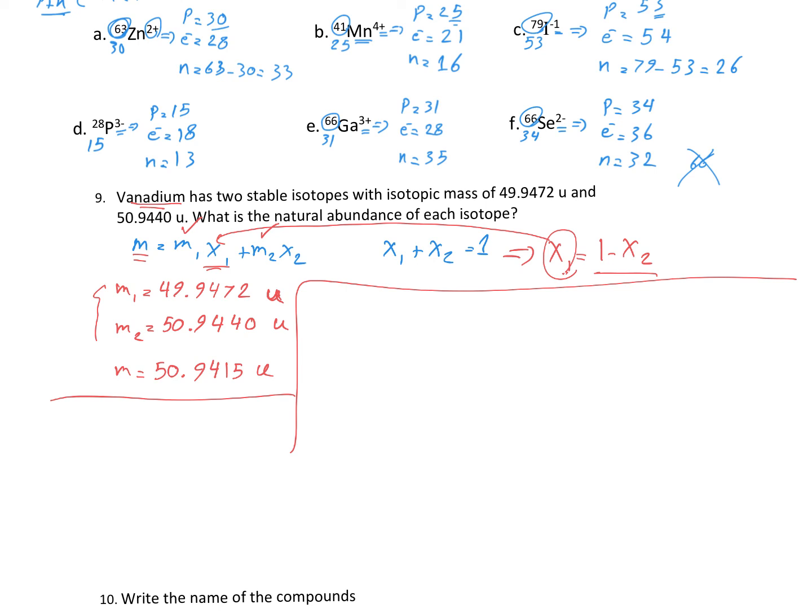Okay, so we know the average mass. So let's write the average mass: 50.9415 equals. We know M1. M1 is 49.9472. Instead of x1, I write 1 minus x2. That's the same thing, right? They're equal.